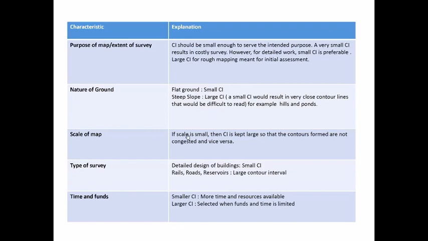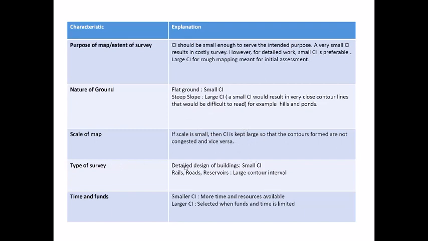Then we have scale of map. If the scale is small, then the contour interval is kept large, so that the contours are not congested. That means on a small scale map, small contour intervals will be difficult to show. But if the scale of the map is large, even small contour interval lines can be visible.